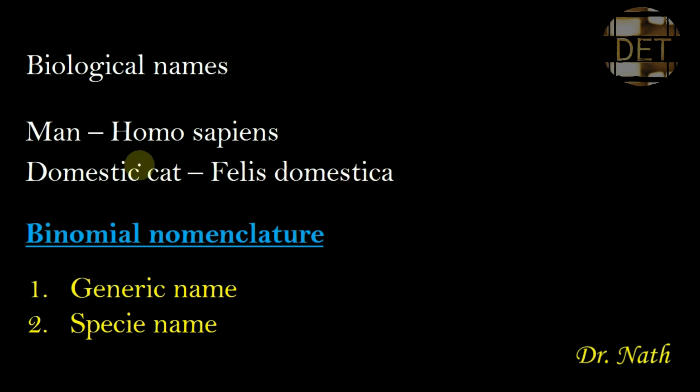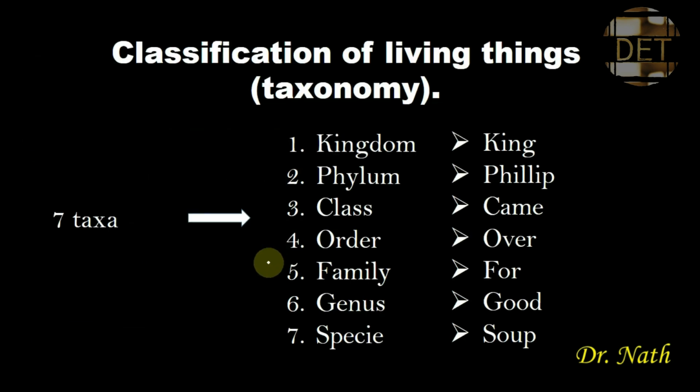And this system of naming is what is referred to as binomial nomenclature. And when I say binomial nomenclature, we are talking of 2 names. One is the generic name and the other is the species name. So Homo, as in man, is the generic name, while sapiens is the species name. Felis is the generic name of domestic cat, while domestica is the species name. So this is what binomial nomenclature is all about.